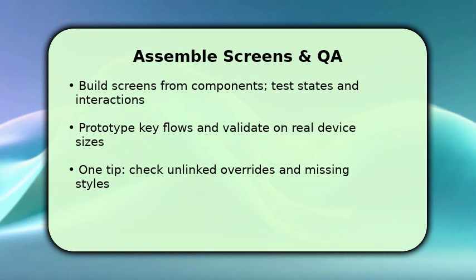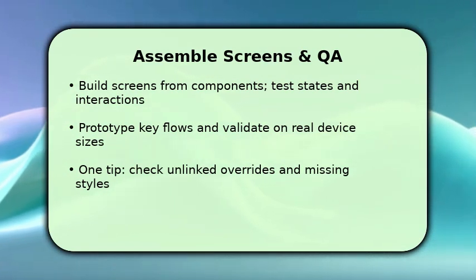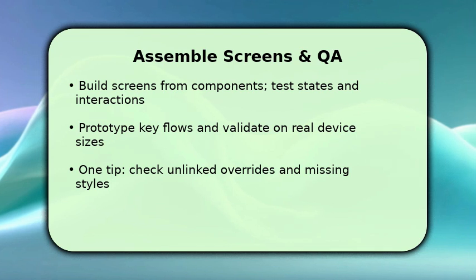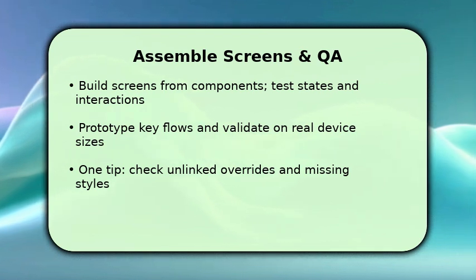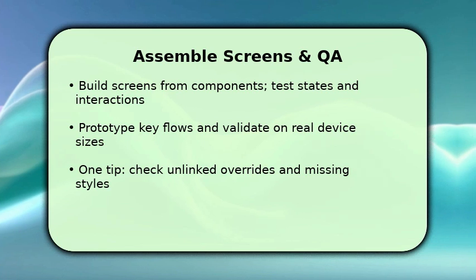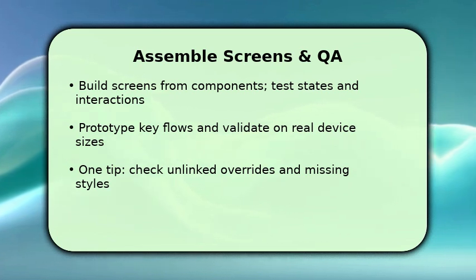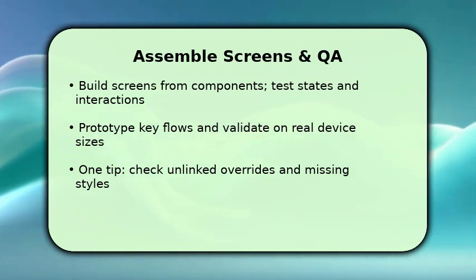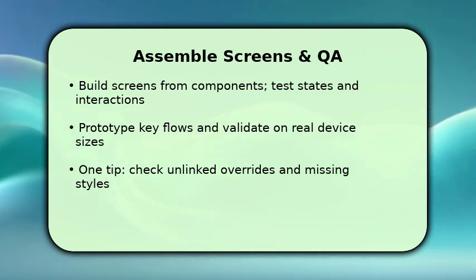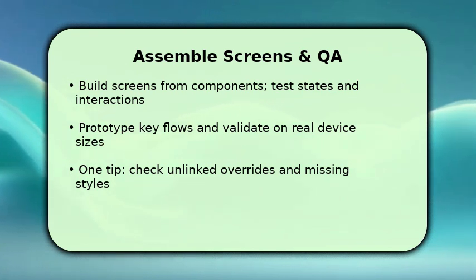To finish, assemble full screens from your components and test each interaction and state so you catch inconsistencies early. Prototype primary flows and preview on actual device sizes to verify spacing, touch targets, and motion feel right. Iterate on variants as needed. Once screens look good, publish updates to the library and document usage.